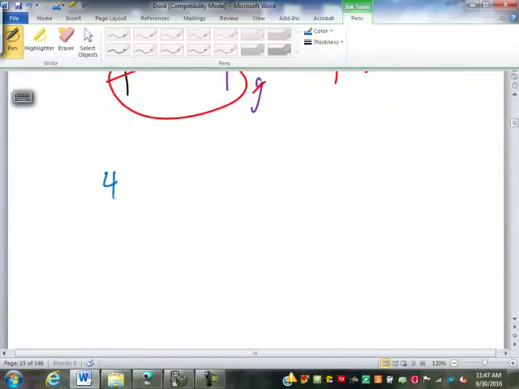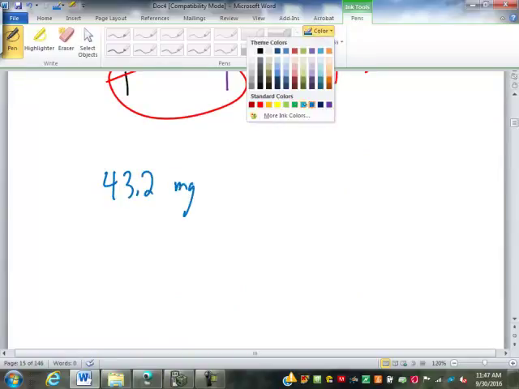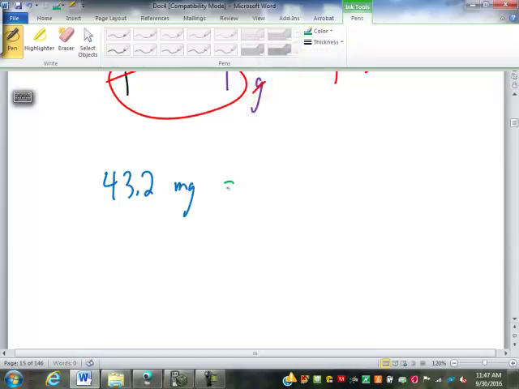If I have 43.2 milligrams, now it's not proper scientific notation, but what it really is, that's 43.2 times 10 to the negative 3 grams, since milli is negative 3. If I want to convert that into grams, grams is 10 to the 0, right? It's the main unit. My power got larger by 3. Went from negative 3 up to 0. My number has to get smaller by 3 decimal places.